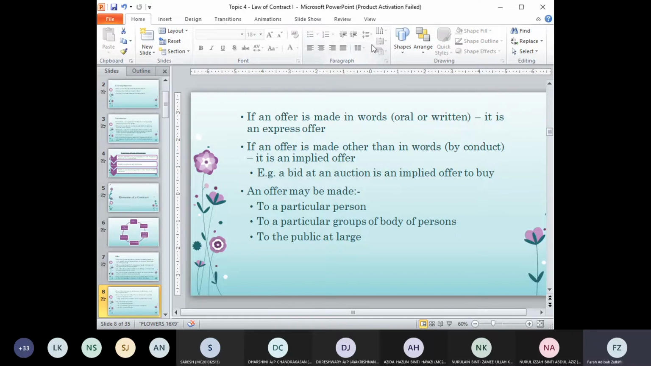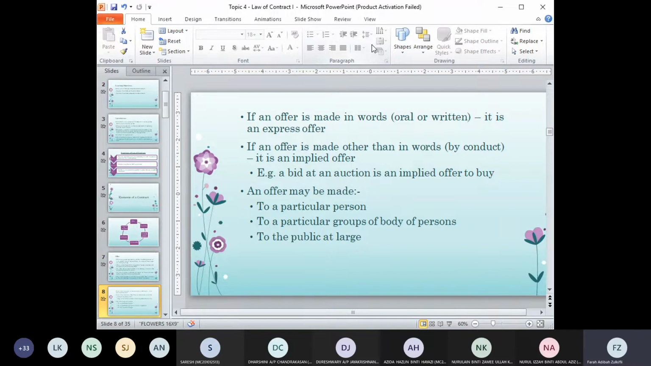For example, like I said earlier during our class, when you go to the LRT station and you touch your Touch 'n Go card on the steel, and then the door opens, that is when you make an offer. But it is an implied offer because the offer is not made by words. You did not say anything to the steel. You just touch your card and the gate opens. So it is an offer made by conduct, called an implied offer.